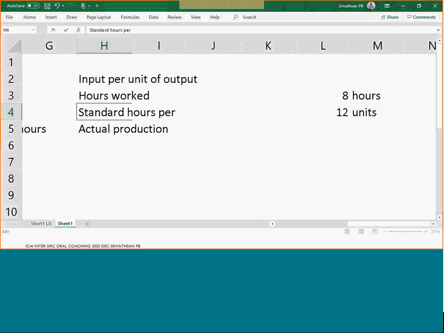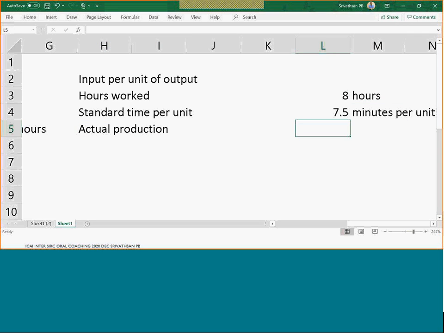Instead of saying how long it takes, 1, so 0.5. Now, 7.5 minutes to every unit.